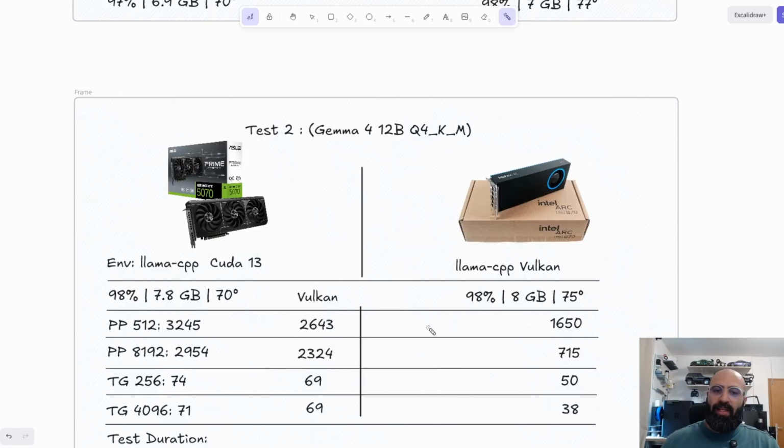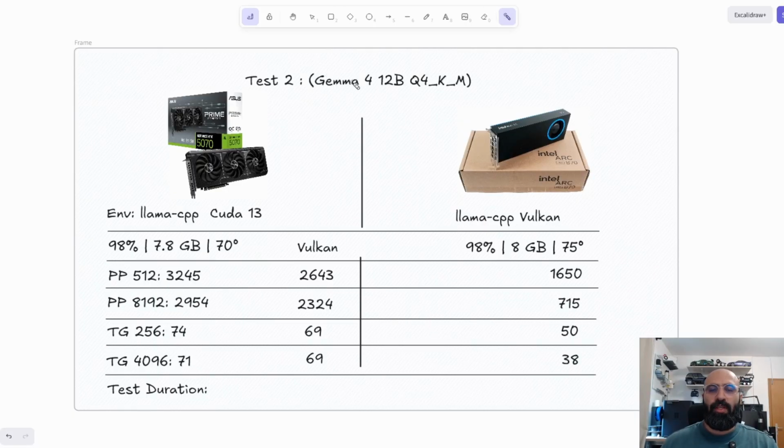I will show you the next test, which is using Gemma 4 12B. Prompt processing, 512 tokens, it scored 3,245 tokens per second, which is really great. I'm happy about it. However, in the Vulkan driver, we can see a difference, while the Intel scored 1,650, so we are talking about half the speed here.